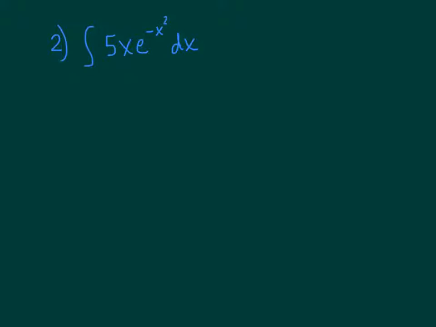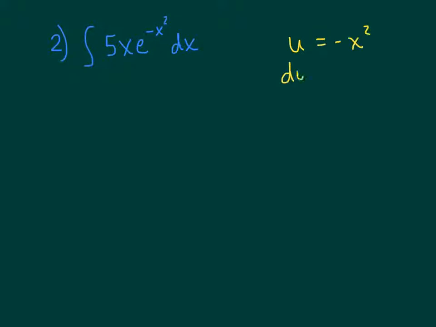Okay, taking a look at number 2, the integral of 5x e to the negative x squared dx. Once again, we have a lot going on here, okay? Try not to get yourself too confused. Try to start with your rule of thumb. Start by setting your exponent as your u. So u is equal to negative x squared.